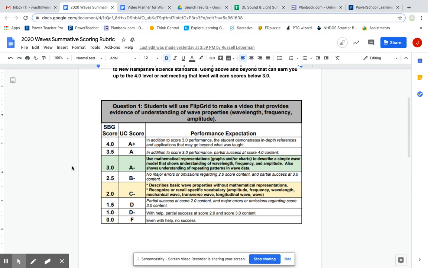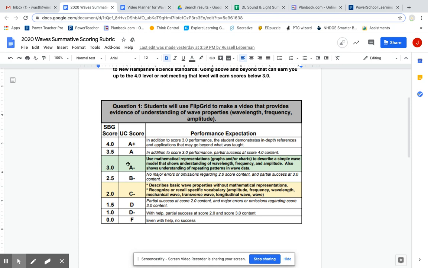A 2.0 would be not showing the model, but you're describing basic wave properties. You don't have the charts or the graphs. You can recognize and recall specific vocabulary, so you can tell me what amplitude is. You can tell me what frequency is. You can do all that, but you're really missing those graphs and charts and models, okay? And yes, you can fall in between the 2 and the 3, okay? That's why we have the 2.5. So if you have the 2, and you have some of the level 3, but not all of it, you'd fall in this 2.5 range right here, okay?